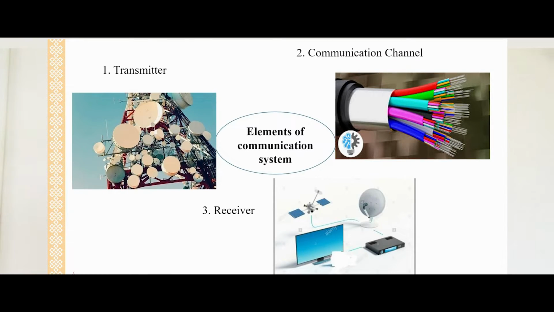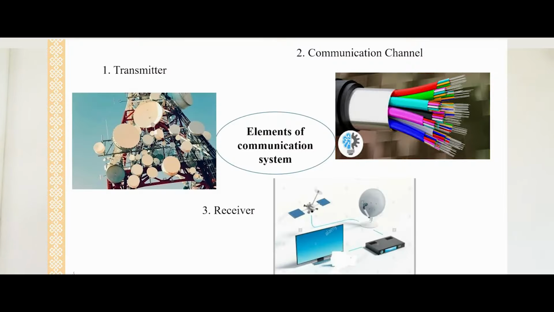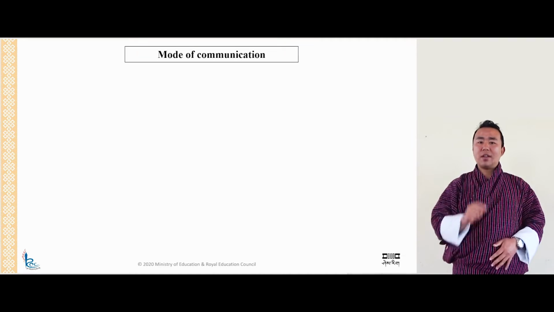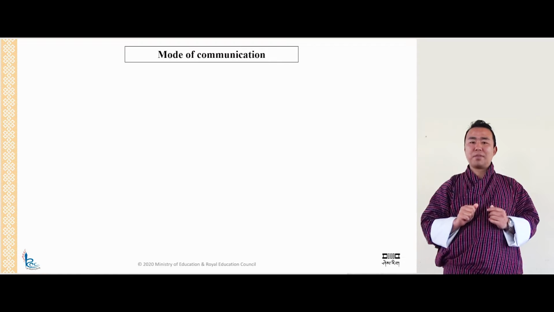So all in all, there are three main elements of a communication system. There is the transmitter, which is used to transmit the message in electrical form. Then we have the communication channel, whose function is to carry the messages from the transmitter to the receiver. And the last, we have the receiver, which will extract the original messages transmitted by the transmitter. And when we are talking about communication systems, there are two modes of communication.